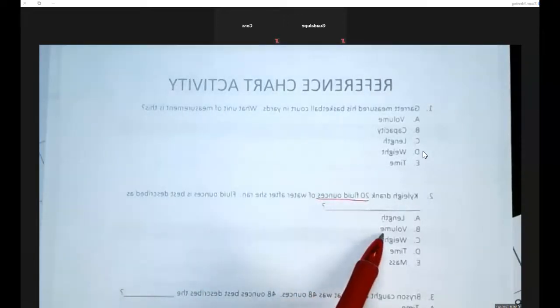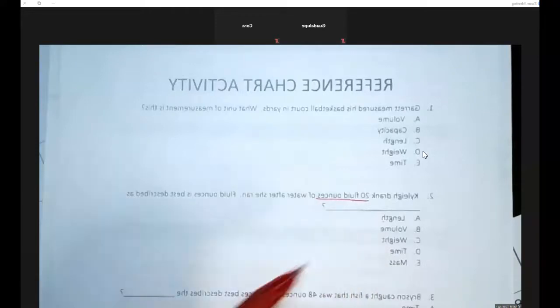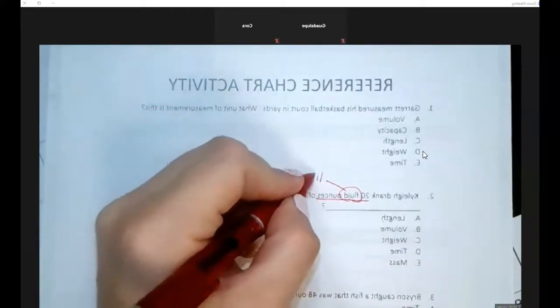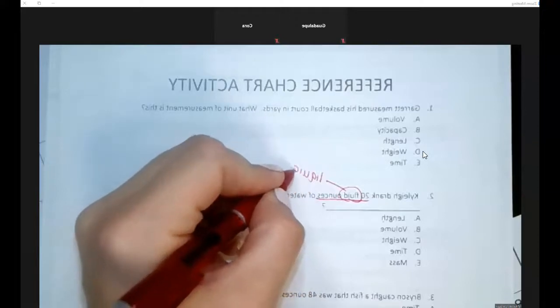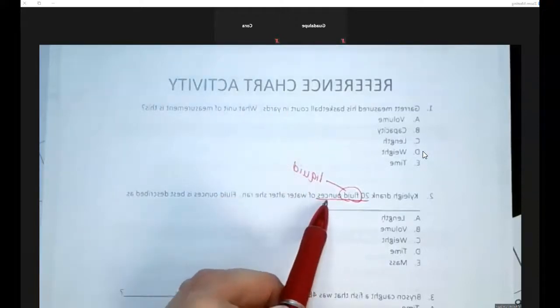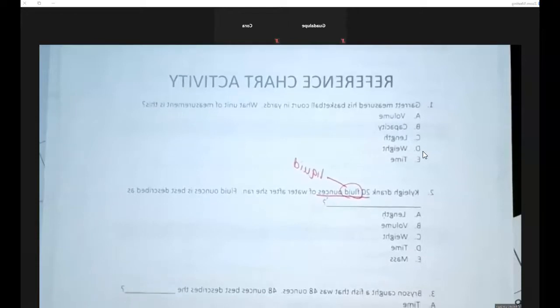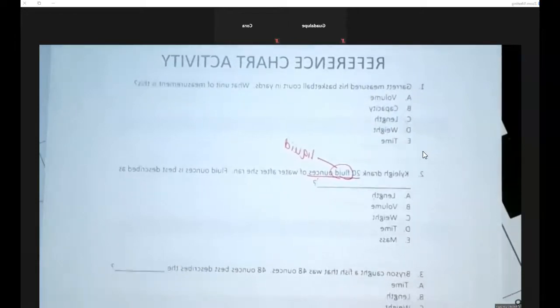Would that be volume? Oh, I heard one no. Okay, yes. Fluid is a key right there, that it's liquid. If it had just said ounces by itself, would that be for volume? No. Ounces by itself would be weight. Okay. Number 3.